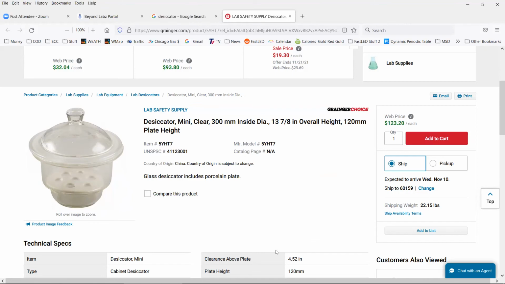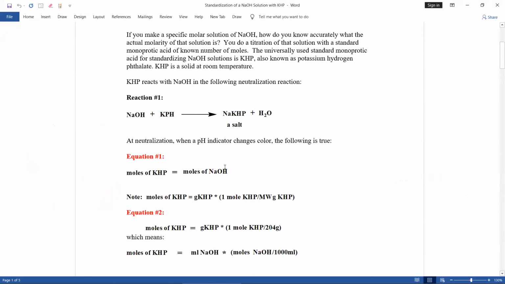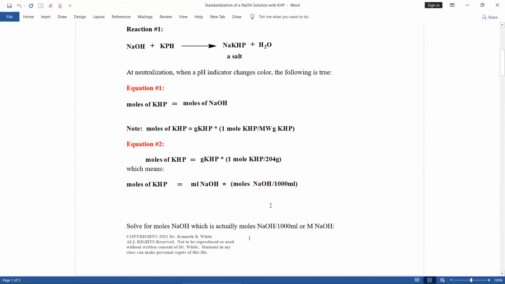So let's go back to the lab. Now, KHP reacts with sodium hydroxide in the following neutralization. Sodium hydroxide reacts with 1 mole of KHP to make a salt plus water. At neutralization, when a pH indicator, in this case we'll use phenolphthalein, changes color, the following is true. Moles of KHP equals moles of NaOH. Now, the moles of KHP equals weight of KHP times 1 mole of KHP divided by the molecular weight of KHP. If you look at equation 2, oh no, I was too nice. I didn't make you look up the weight of KHP, so I gave it to you. So moles of KHP is grams divided by 204.